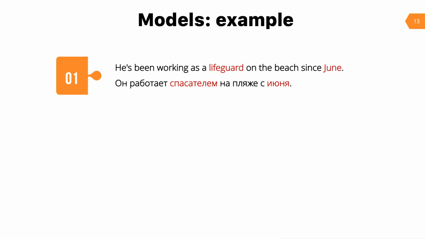The most important thing is that we should always practice our skills from our native language to the foreign one. We have to practice the skill of spontaneous reproduction of a thought or idea, that is, what we want to say based on the native language, because the native language we have known for a long time and quite well, and we think in it. So, for example, he's been working as a lifeguard on the beach since June.